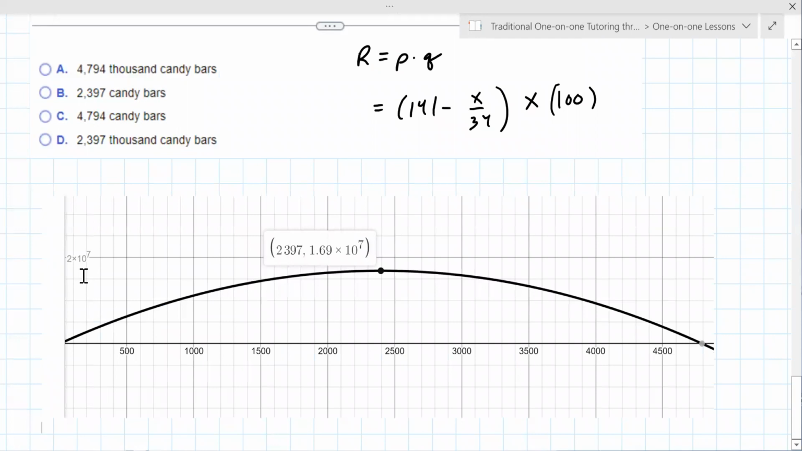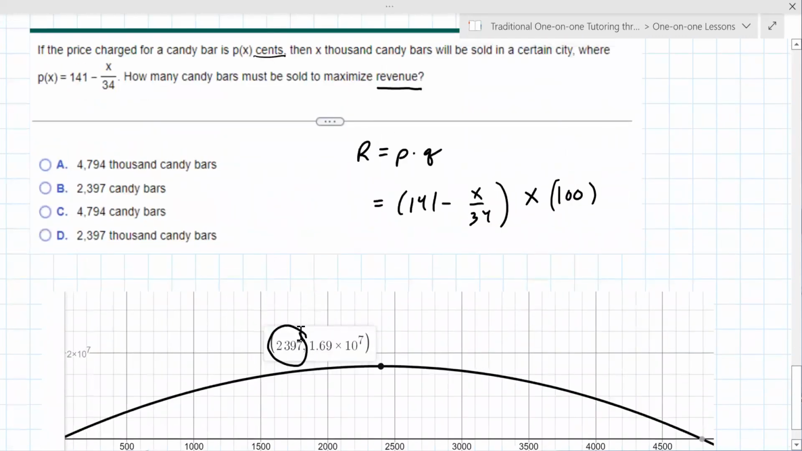You can't see it, but on the y-axis there, we're up to like 2 times 10 to the 7. But you actually only care about the x value because it just wants to know where it occurs. Now, the answer. Ooh, gotta be careful. It's candy bars and 1,000 candy bars. X is in 1,000 candy bars. So it literally is 2,397,000 candy bars.